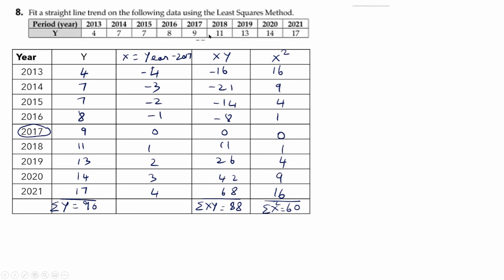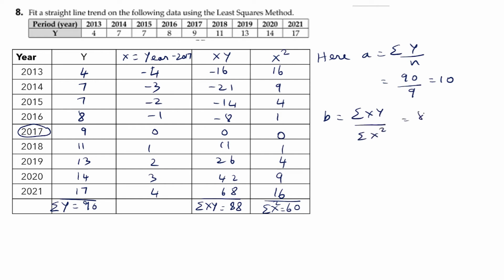Now we can find the straight line trend. Here A is equal to summation y upon n. Summation y is 90 and the number of observations is 9. So A equal to 10. B equal to summation xy upon summation x square. It is 88 upon 60, or it is equal to 1.47.